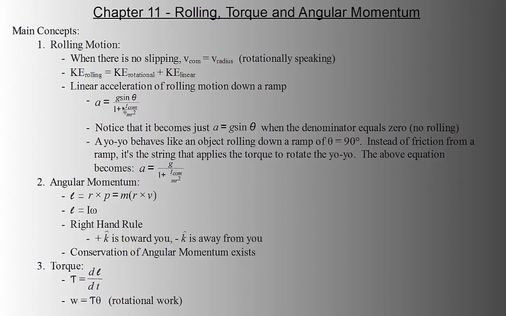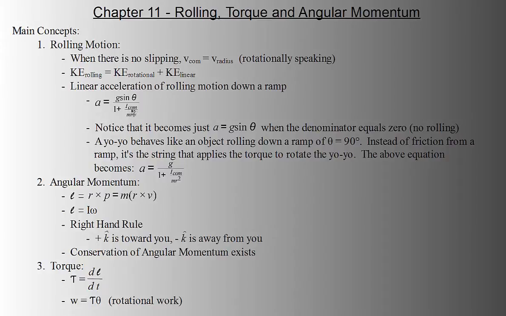I'm going to derive this. This is sort of a complicated expression, but the linear acceleration of something rolling down a ramp follows this. And as you know from ramp problems in the past, dealing with net force equations, the component of gravity down the ramp is Fg sine theta or mg sine theta. So typically the acceleration of something just sliding down a ramp would be g sine theta. But when you have rolling involved, you have this little extra doohickey on the bottom, which I'll derive. Again, notice that it just becomes a equals g sine theta when the denominator equals 0.